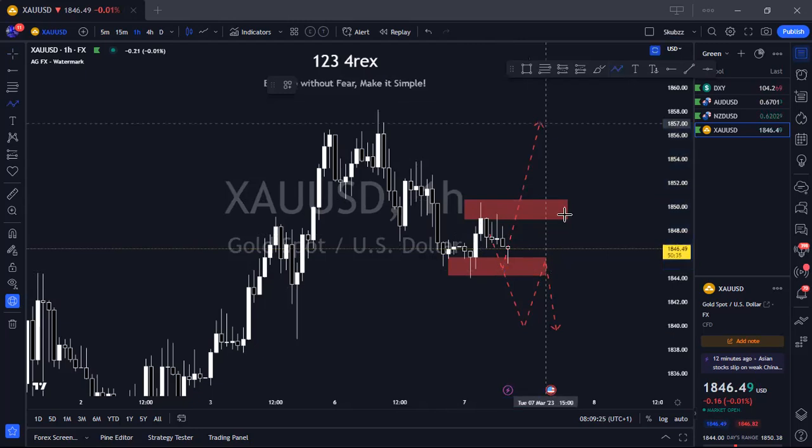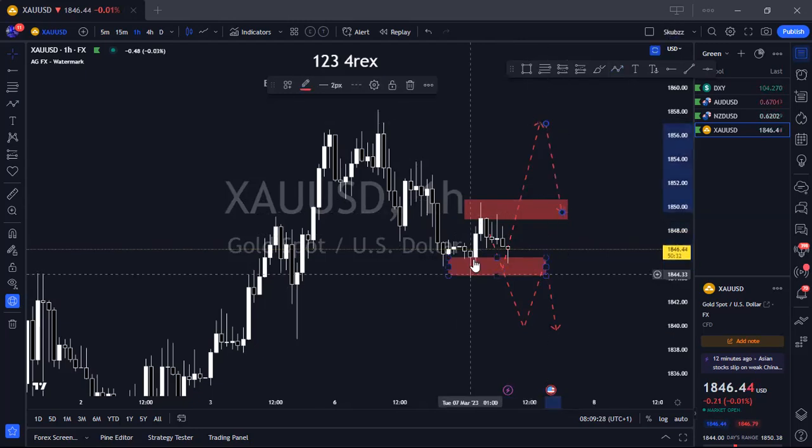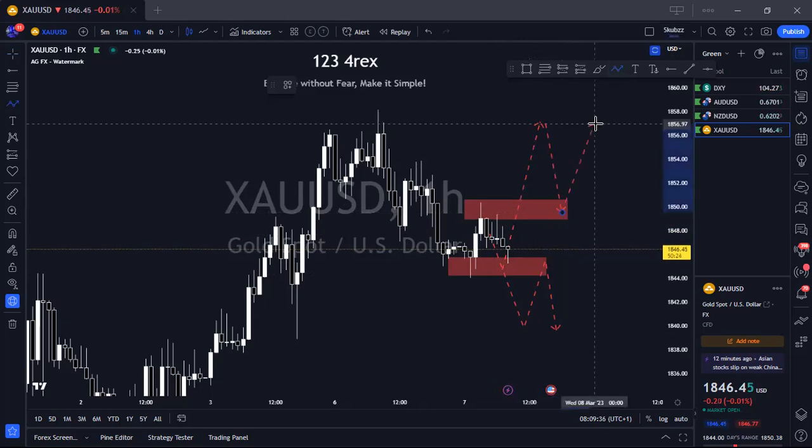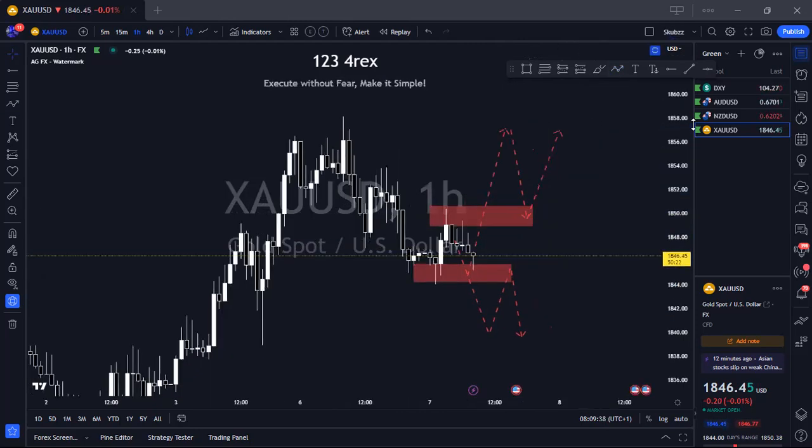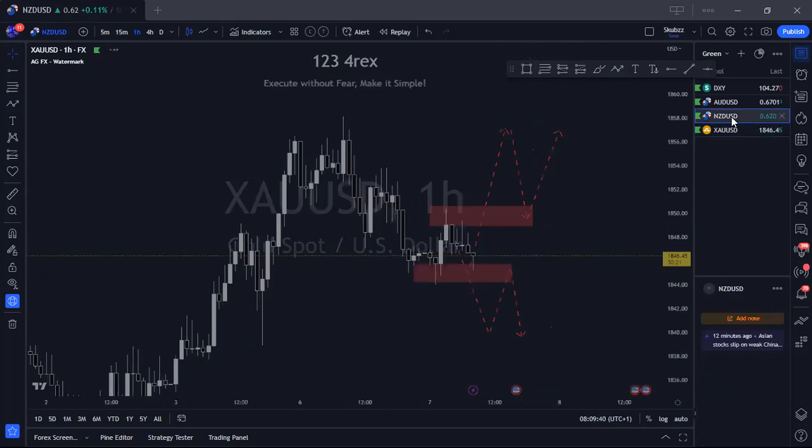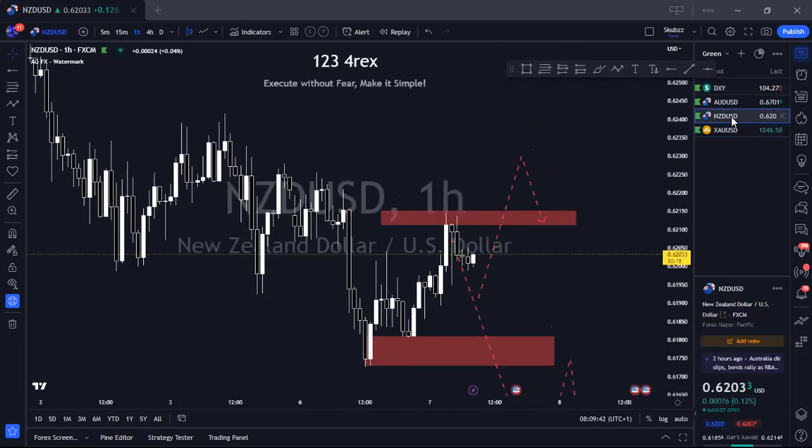Once we have that shift in market structure, we can look for a retest. It will look more or less like a double bottom here. We have the first one, the second one, and if we break above, we'll look for a retest, and then we'll be taking buys from there to the upside. So that's what we'll be looking at today. I think most of the pairs are at key levels, so it's just to watch and see how they behave at these levels.